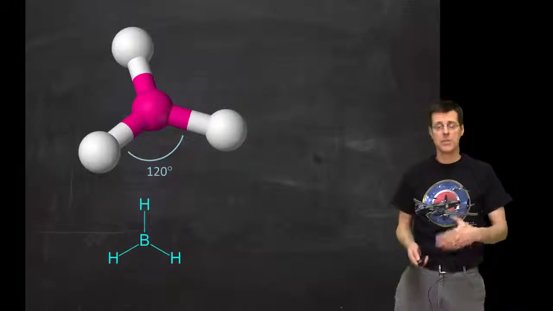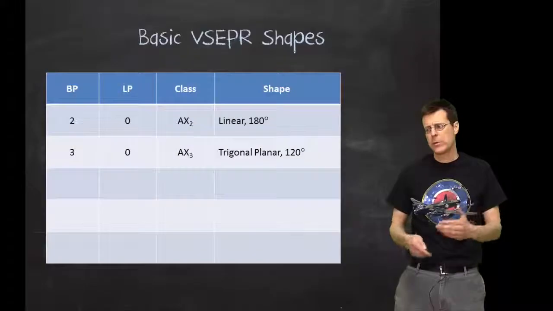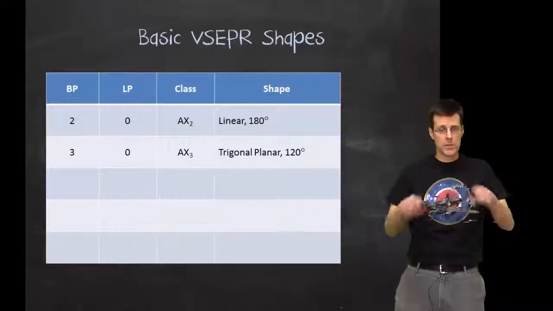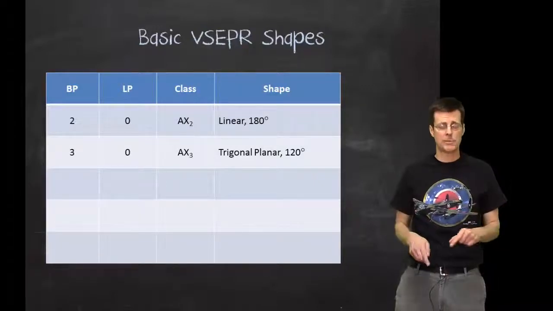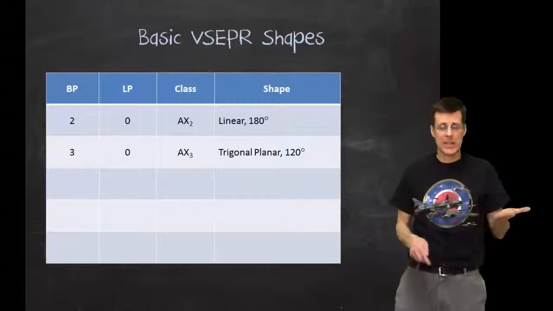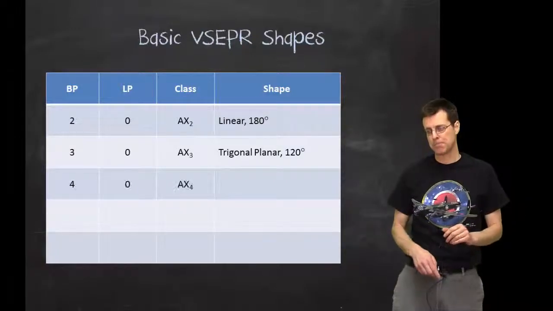An example of this would be boron trihydride. And if we were to give that thing a name, it is called trigonal planar. Trigonal because the groups form a triangle. Planar because it's in a flat plane. Okay, it is still a 2-dimensional thing. Bond angle is 120 degrees.